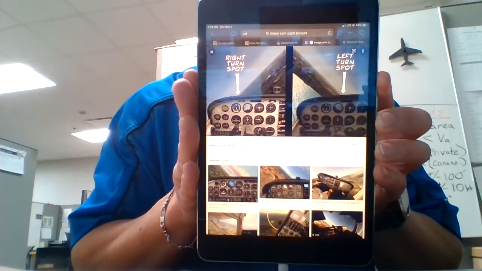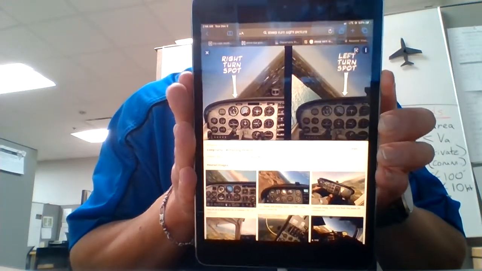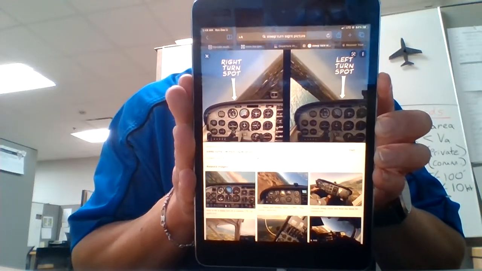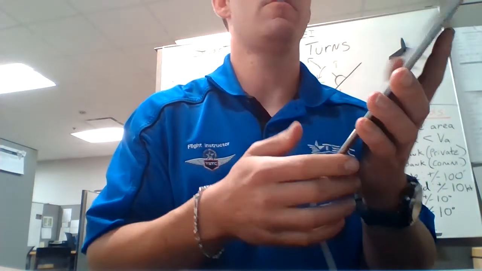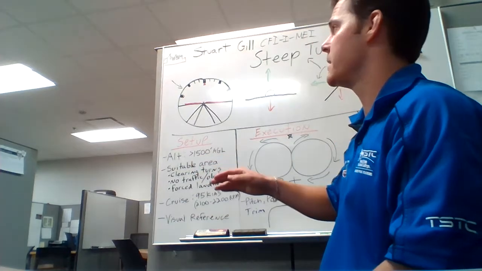A tall person's sight picture is going to look different than a short person's. So the best thing to do is just look at what kind of sight picture gives you a constant altitude, and then use that sight picture. So we're looking outside 90% of the time. The other 10% of the time, we're coming inside to check our instruments.